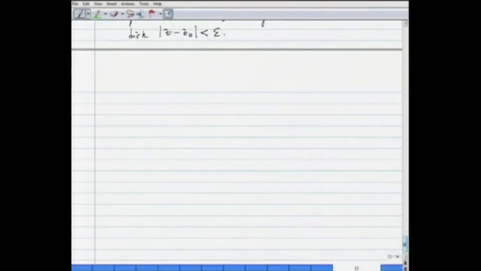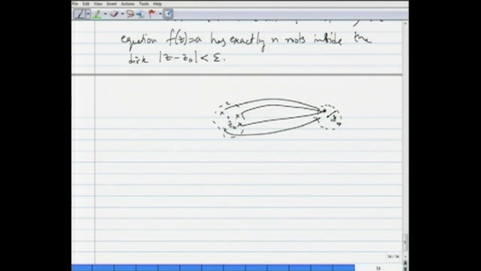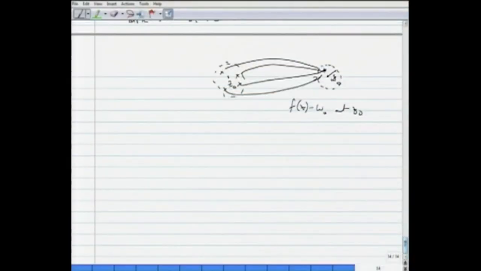Okay, so I'll sort of draw a picture to elaborate that. So here is w naught. Here is z naught. The theorem claims that there is a small delta neighborhood of this, such that if you take any point here, then there are exactly n pre-images, counting multiplicity. Of course, you have to entertain multiplicity. There are n pre-images here which all map to that point, where n refers to the order of zero of f of z minus w naught. So, this is interesting. So, here is the proof.